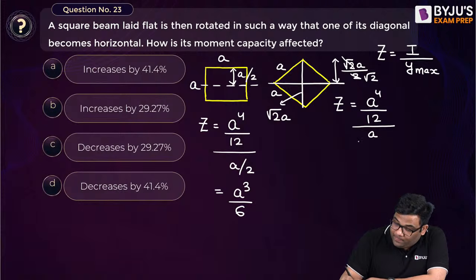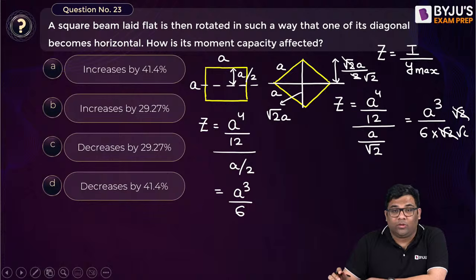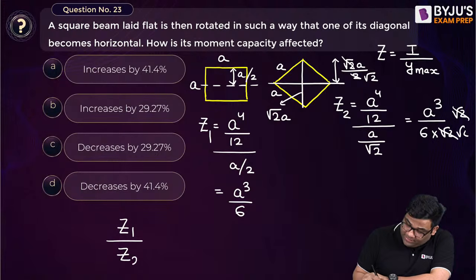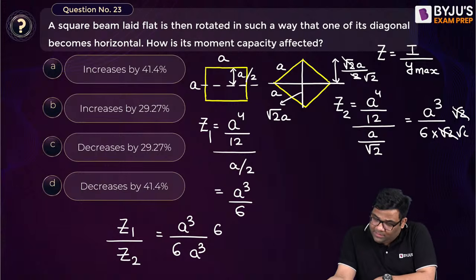So here I will get a to the fourth by 12 and root 2. So this will be 6 into root 2 into root 2, right? So I'll get a cube by 6 root 2. Now, suppose this is Z1, this is Z2. So if I find out Z1 by Z2, how much are you getting? I am getting, this is a cube by 6 and this is a cube by 6. Some problem is there. Let me check.